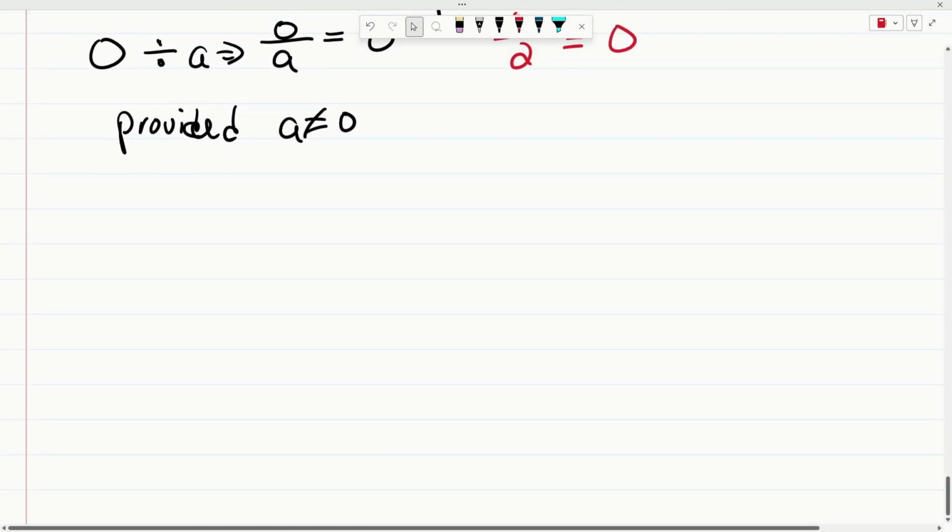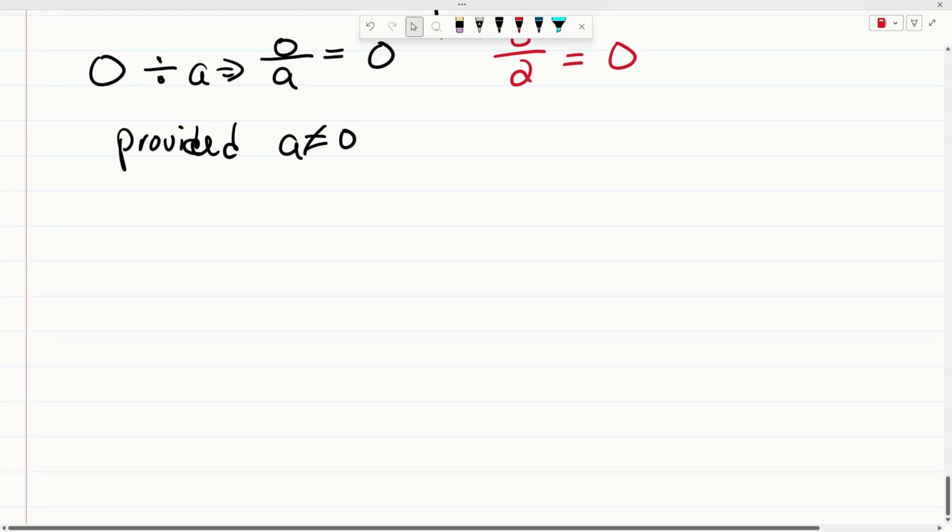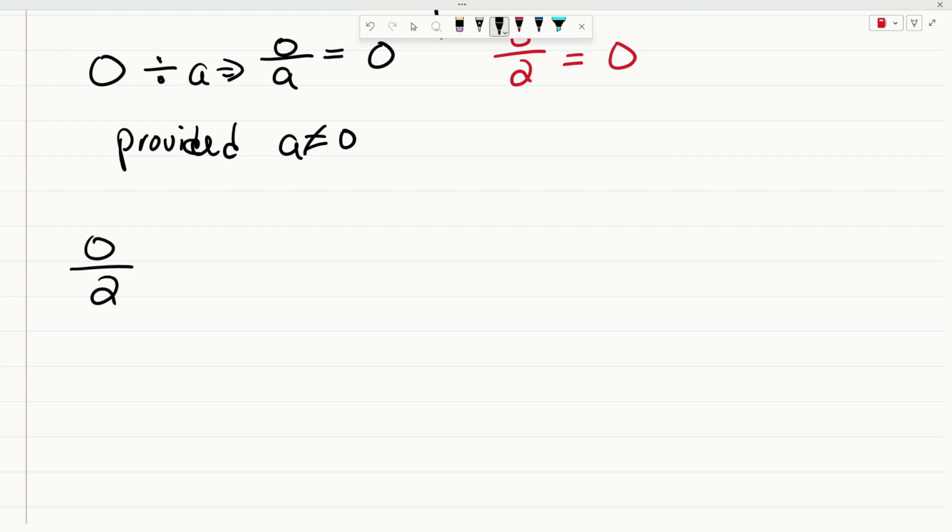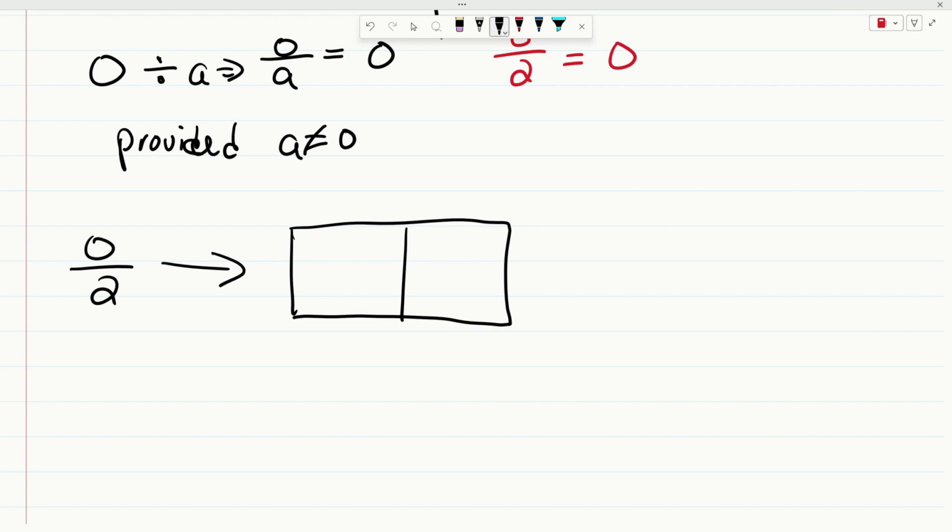All right? But I think we need to investigate this a little bit more. And the reason is I want to make sure you see why this works out the way it does. So let's go back to that fraction. Let's say we have 0 divided by 2. Visually, let's do this. You could draw a rectangle, cut it up into 2 pieces, and nothing is shaded. So that's why it's 0.